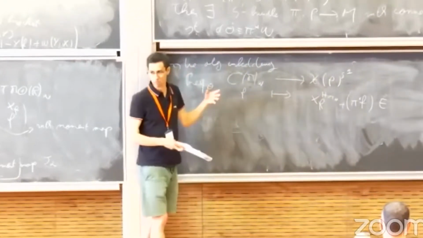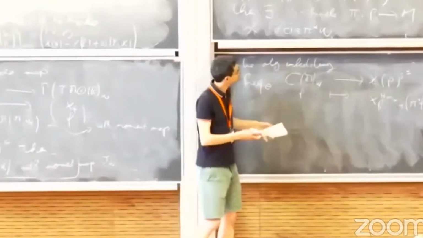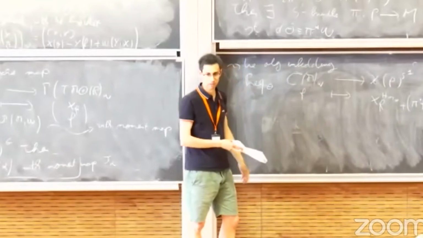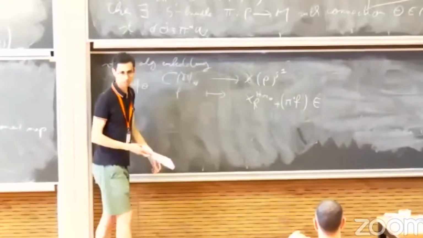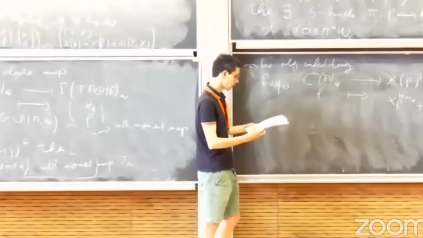So to get an injective map, they had to introduce this principal bundle. And so you see F appears here. So you get injective. Okay.